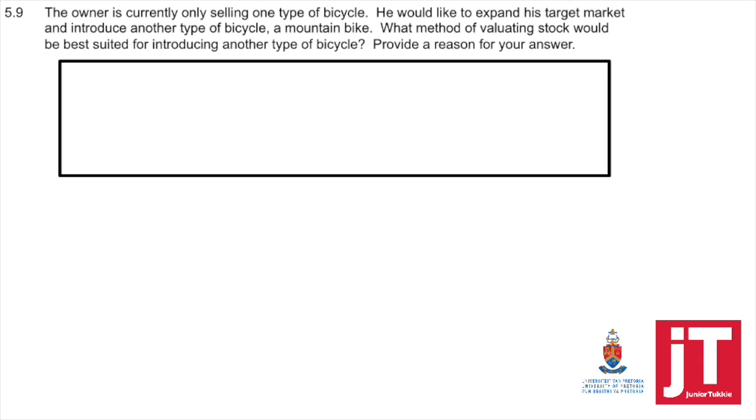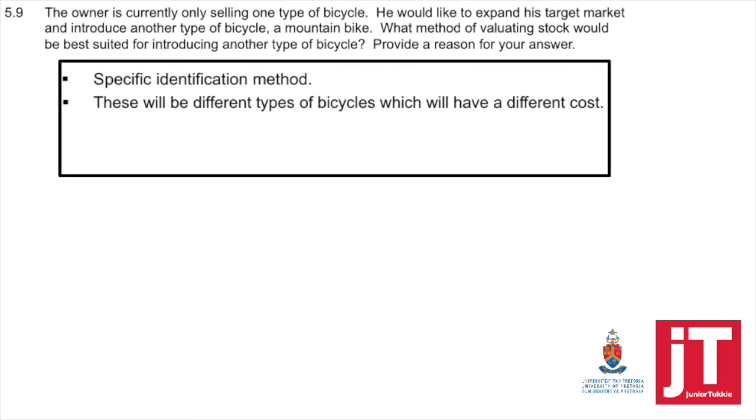Question 5.9. The owner is currently only selling one type of bicycle. He would like to expand his target market and introduce another type of bicycle, a mountain bike. What method of evaluating stock would be best suited for introducing another type of bicycle? Provide a reason. So if we look at this, the best would be the specific identification method. Why? These will be different types of bicycles which have a different cost. It's easy to identify the cost of each bicycle.